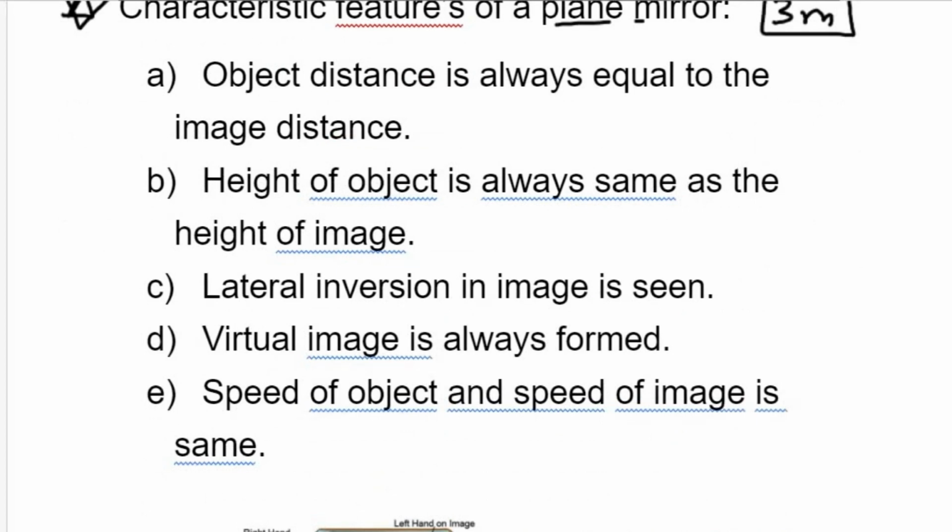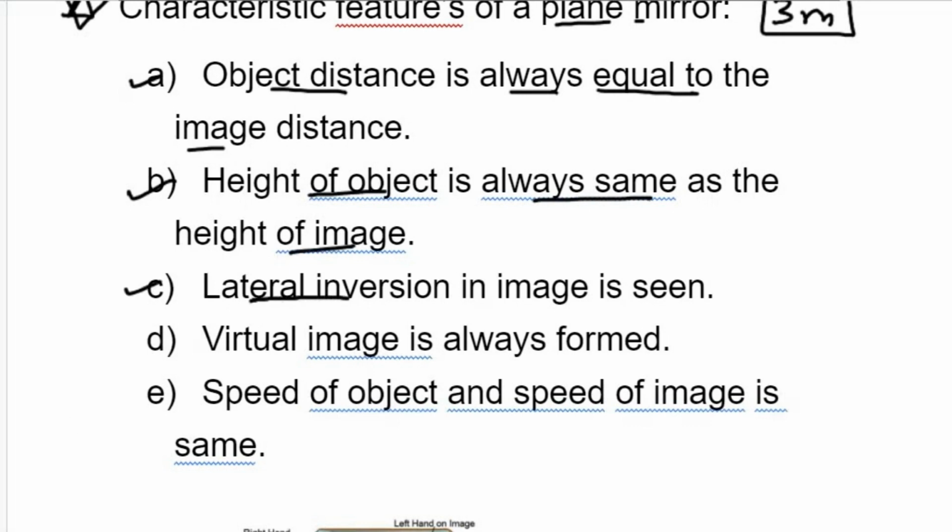Plane mirrors have excellent characteristic features. Every day what you see in the plane mirror is a characteristic feature. The first point, object distance is always equal to the image distance. That means at whatever distance from the mirror we are standing, our image also stands at the same distance from the surface of the mirror. Second point, height of object is always the same as height of image. Size of object and size of image are the same.